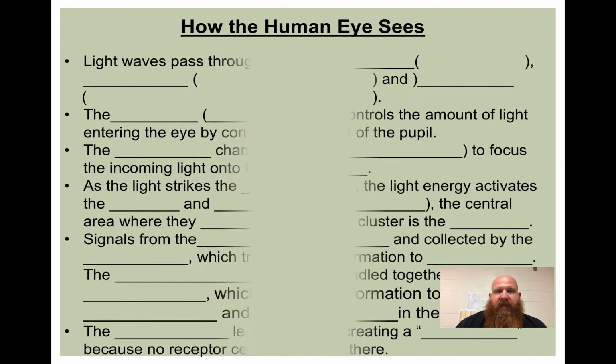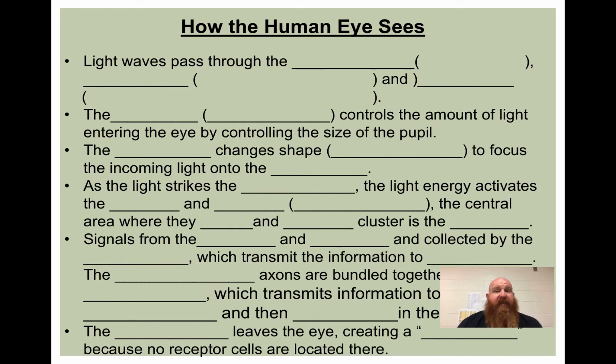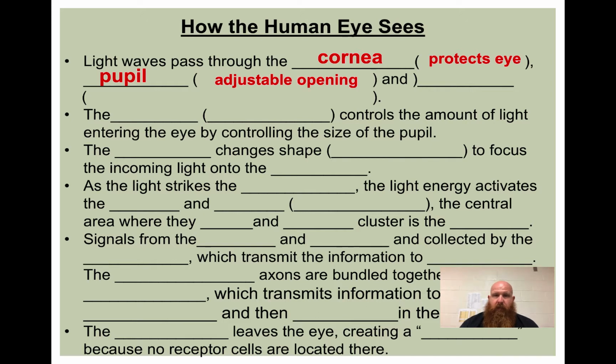So this next little piece, you'll probably see tomorrow or the next day in maybe a bell work or a quiz. This is essentially what it says: how the eye sees. You may get this exact thing, I haven't decided yet. This is the whole process from beginning to end. Light waves pass through the cornea, which is the eye protection, the shiny part, and then the pupil, which is the adjustable opening, and the lens.